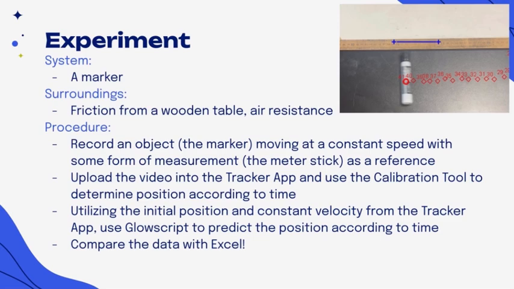To conduct this experiment, we recorded a marker moving at a constant velocity at a perpendicular angle to its motion. For future reference in the Tracker app, we included a meter stick and frame. We then uploaded the video into the Tracker app and used the calibration tool to determine the position of the marker according to time. We calculated the constant velocity of the marker using the information from the Tracker app and plugged this number, as well as the initial position, into our GlowScript code. Finally, we compared the two datasets with Excel.